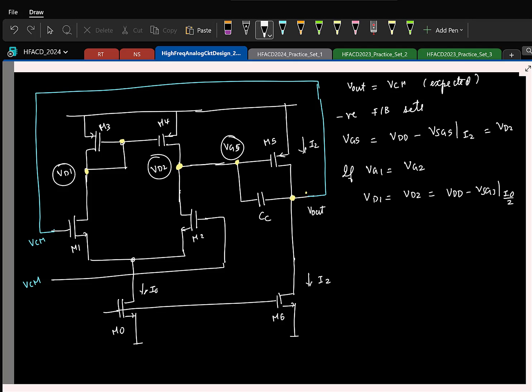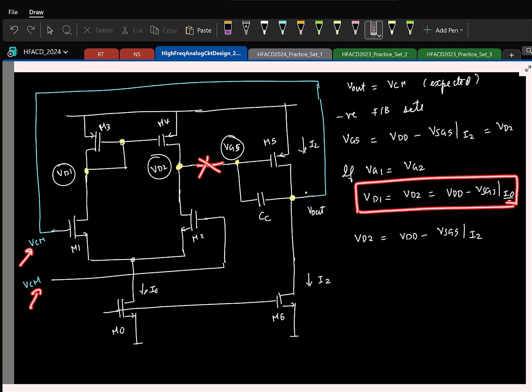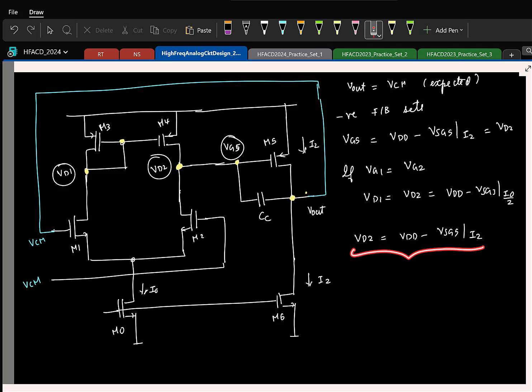But now this is the connection we are making. And here we see that VD2 is set to VDD minus VSG5 at a current I2. Right? That is what the negative feedback is setting this voltage VG5 to. Is that clear? Great. So it looks like there are two possibilities. If I don't connect this and I apply the same gate voltage here, I expect both drain voltages to be this. But if I connect the two-stage OTA in negative feedback, the negative feedback is setting the drain voltage VD2 to this value.